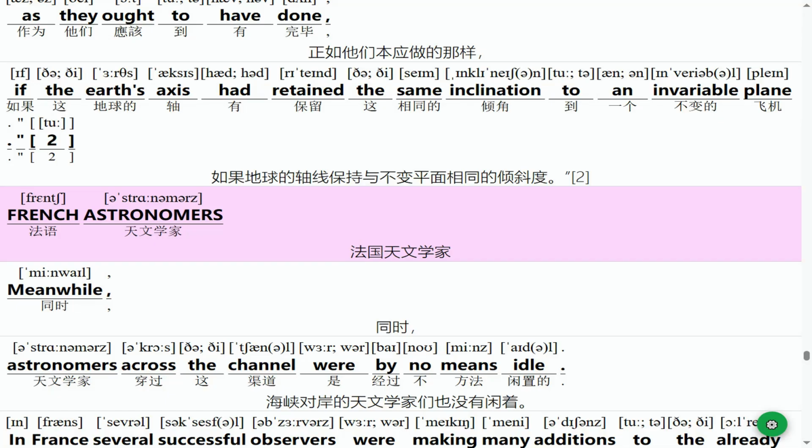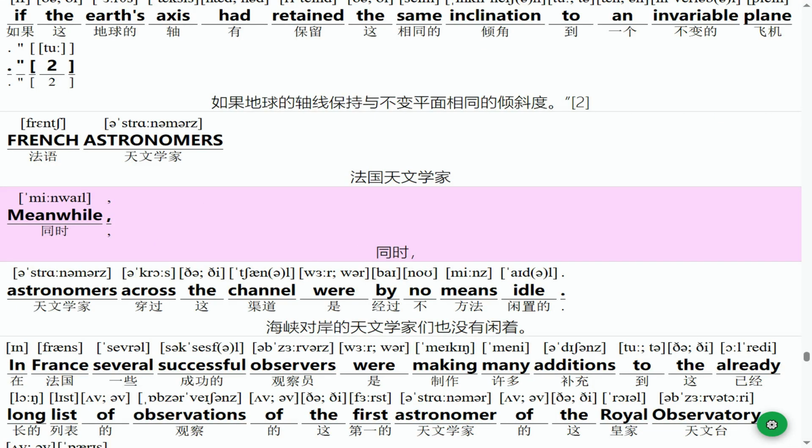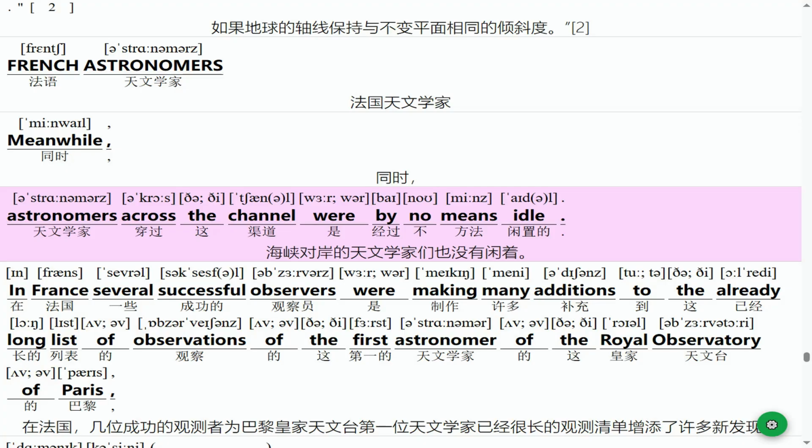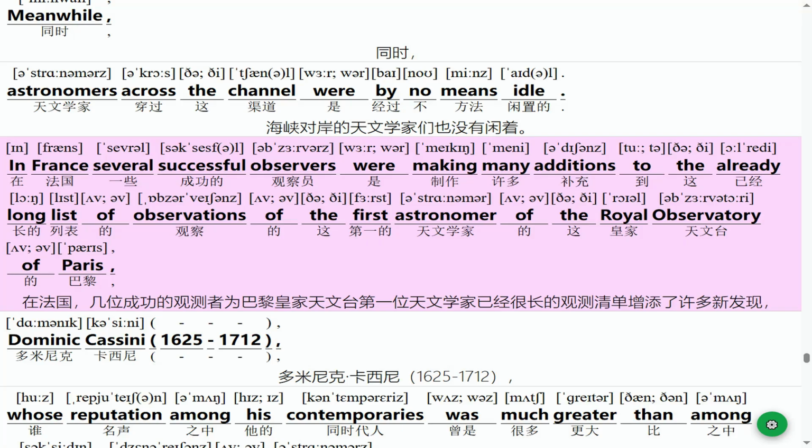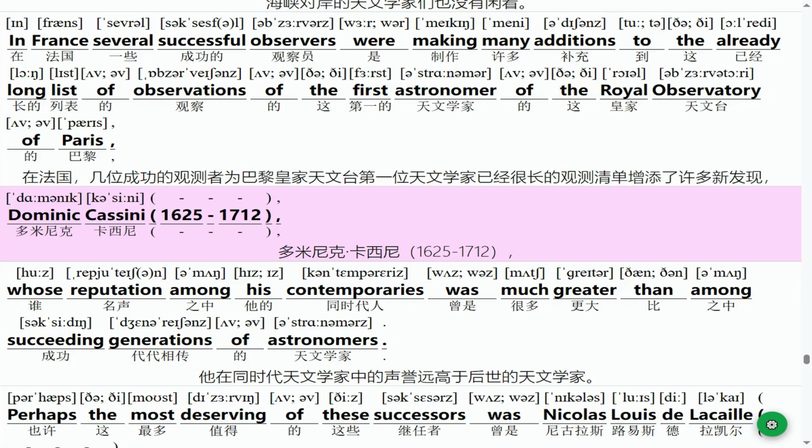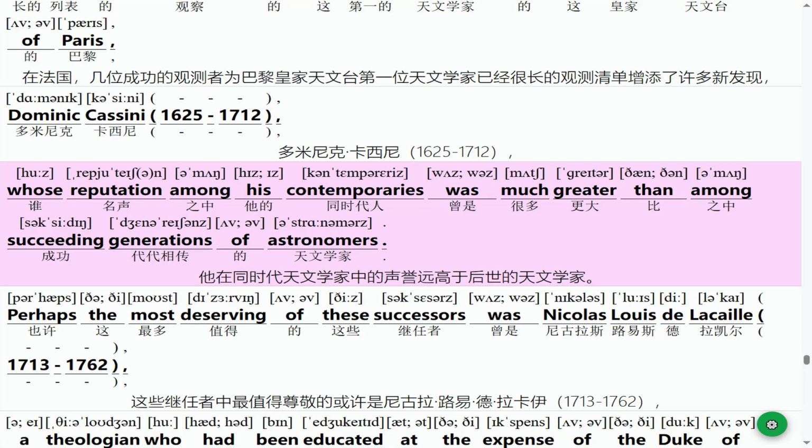2. French astronomers. Meanwhile, astronomers across the Channel were by no means idle. In France, several successful observers were making many additions to the already long list of observations of the first astronomer of the Royal Observatory of Paris, Dominic Cassini, 1625 to 1712, whose reputation among his contemporaries was much greater than among succeeding generations of astronomers.